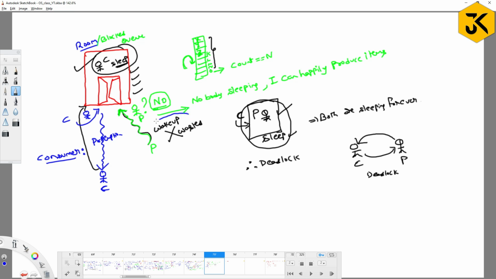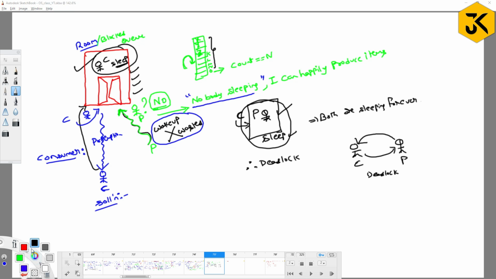It is because of the initial stage, when the consumer was not there and the wake up call was sent, and the producer was assuming that nobody is sleeping. Based on this assumption, it got the problem. Now what will be the solution then? Just think about it, right?